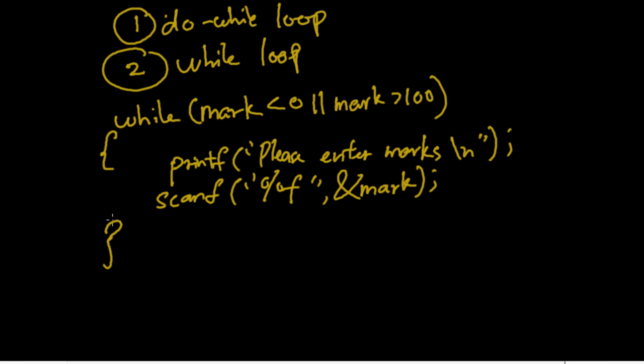Now at the end of it, at the end of the while loop, when you close curly brace, you have to put a semicolon to mark the end of the while loop. Now let's do a small dry run.